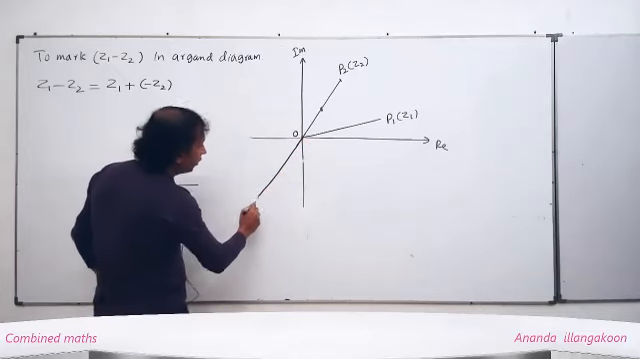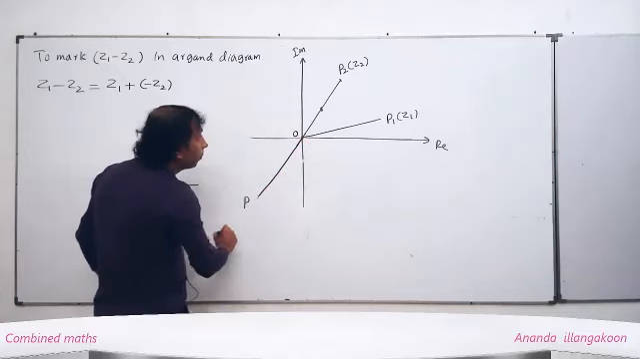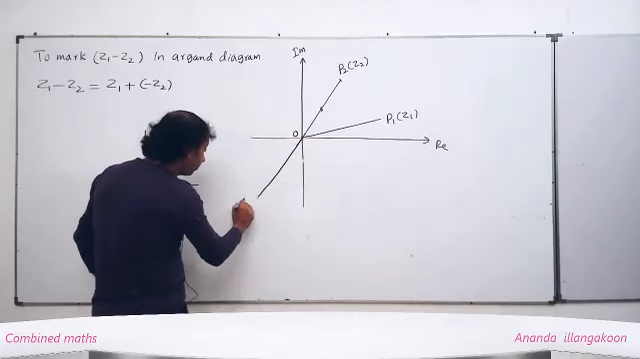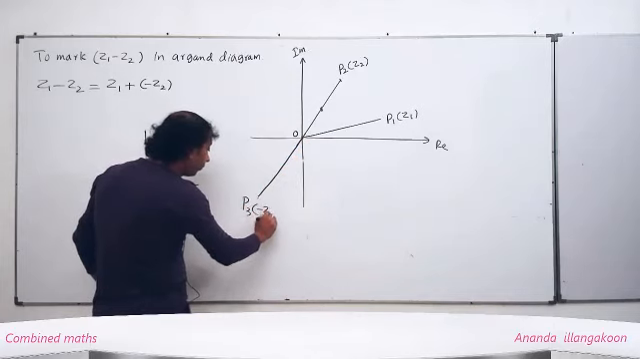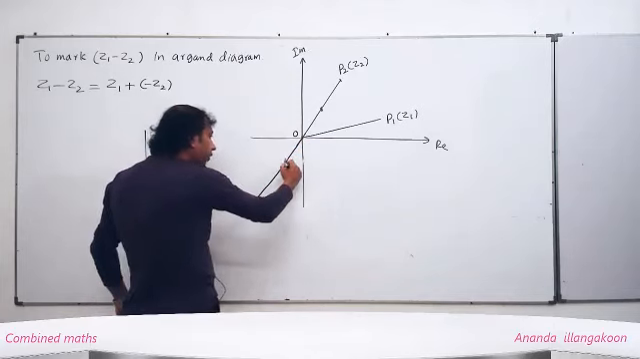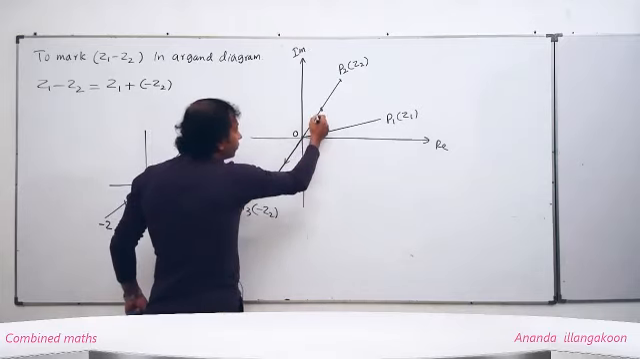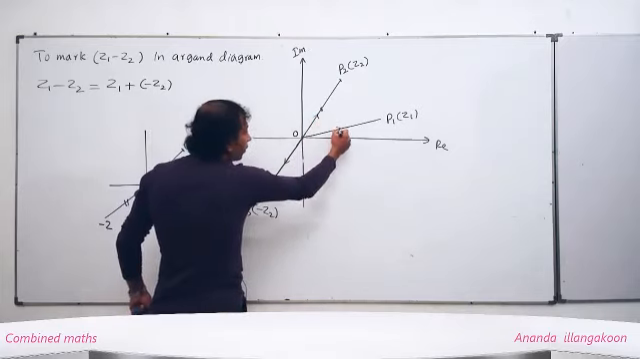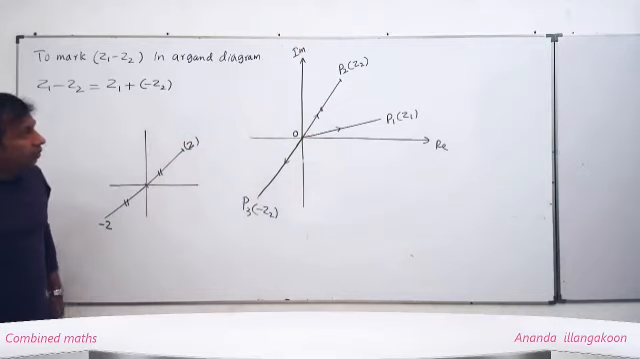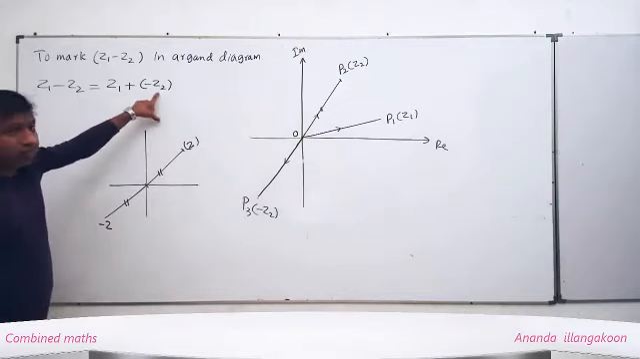Right? I'll take this as P3. This is minus Z2. The arrowhead is going this way. Now, people, we need to add this Z1 and minus Z2.